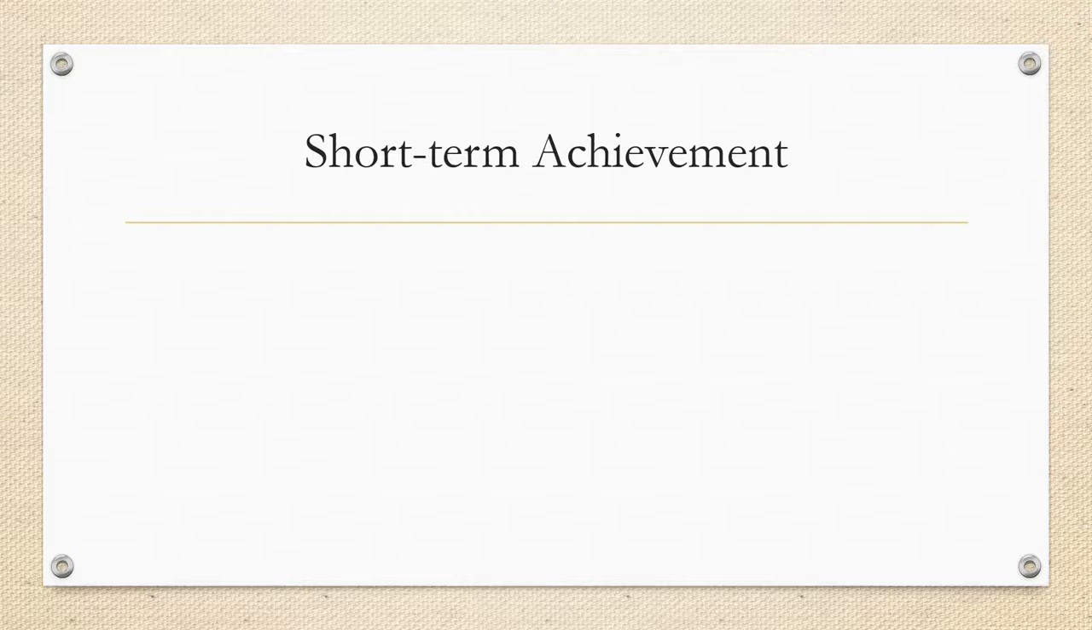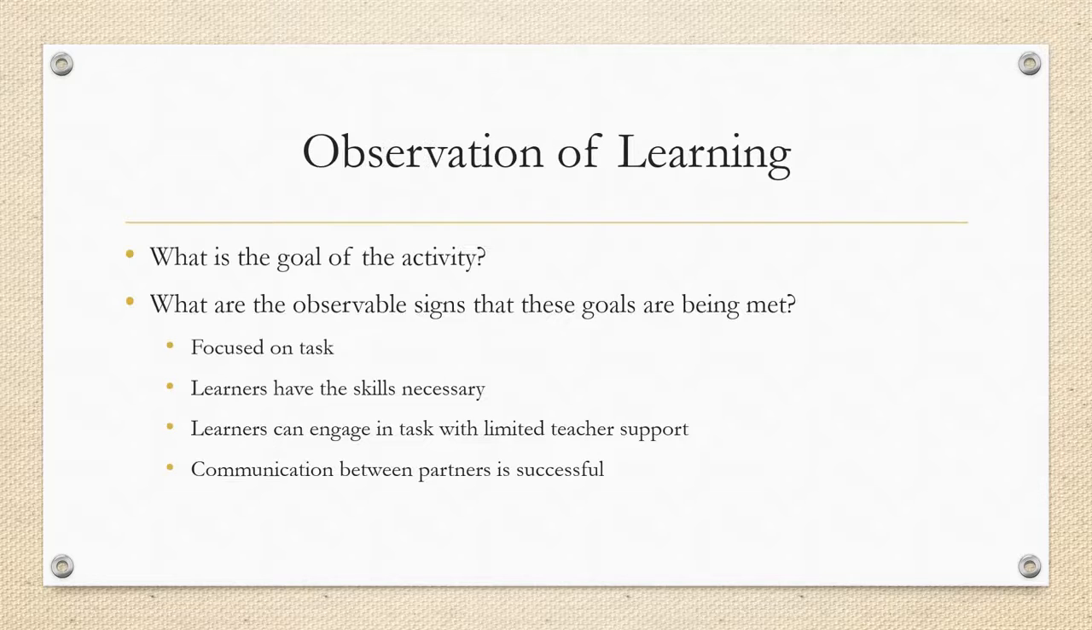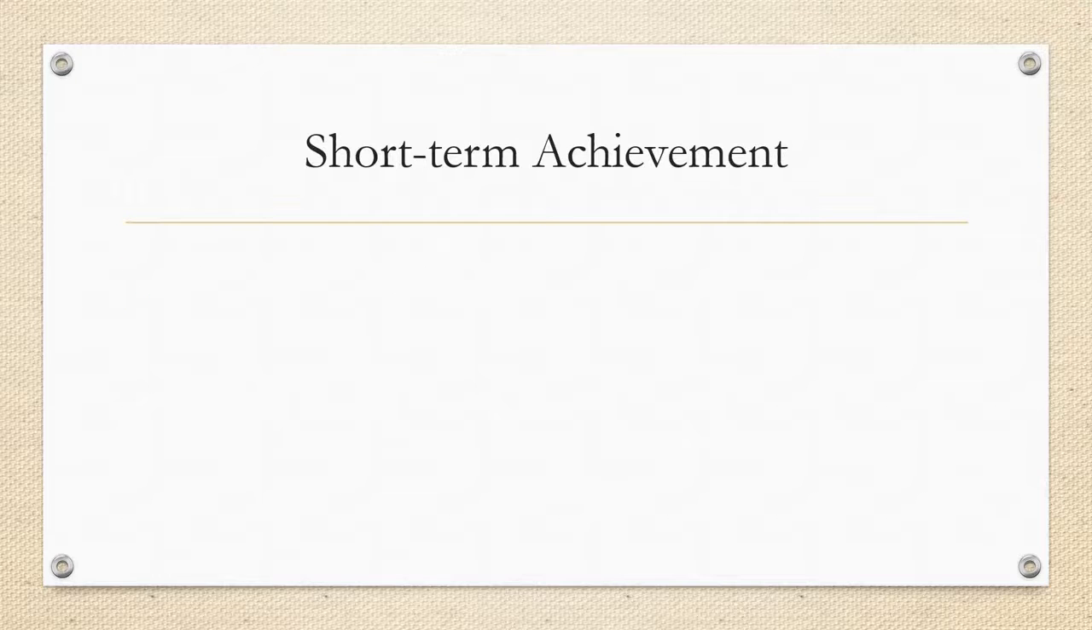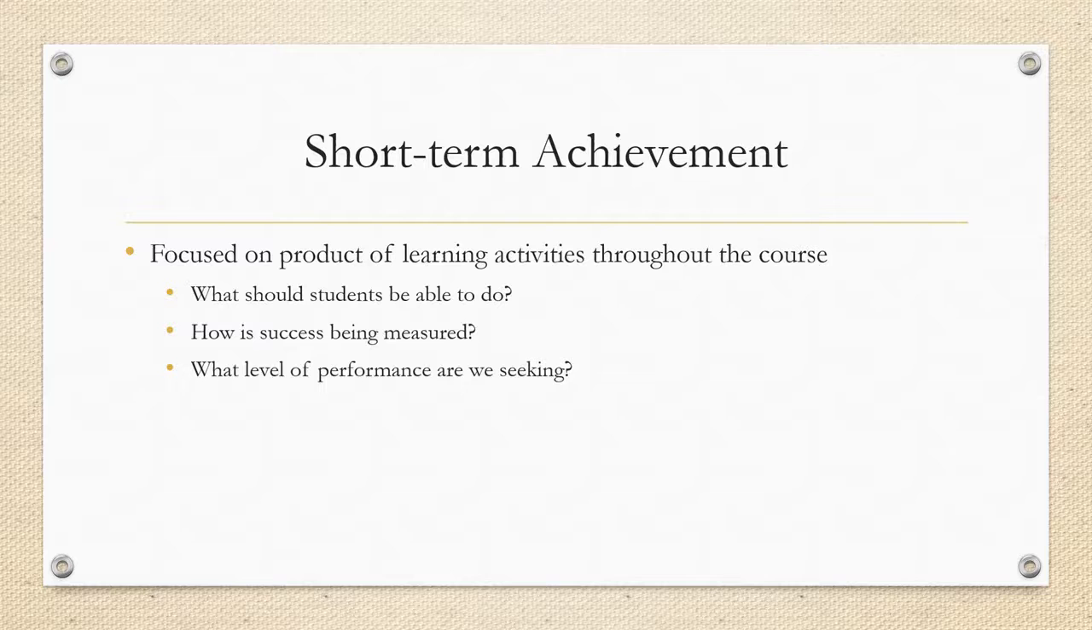The book talks about also short-term achievement, and you could think of this as somewhat between the previous item, which is observation of learning, and the next item, which will be these major achievement milestones. So for short-term achievement, you're looking at these little activities and assignments and maybe even quizzes that are happening throughout the semester. But we're focused now on the product of the learning activities.